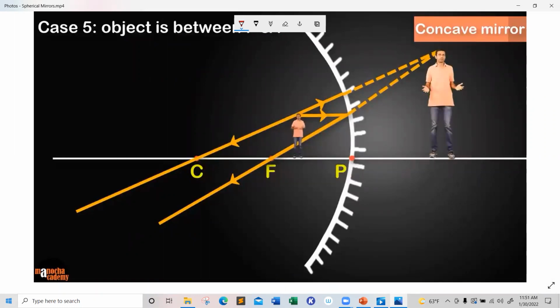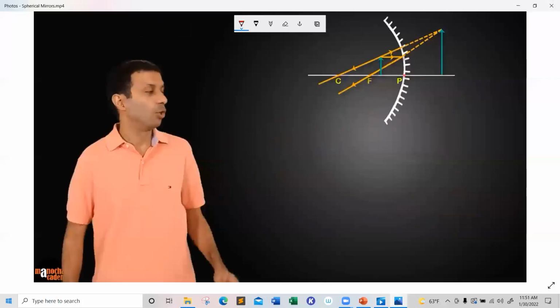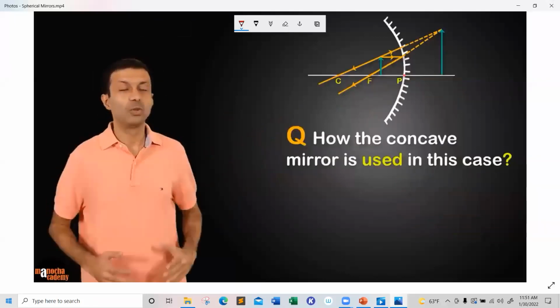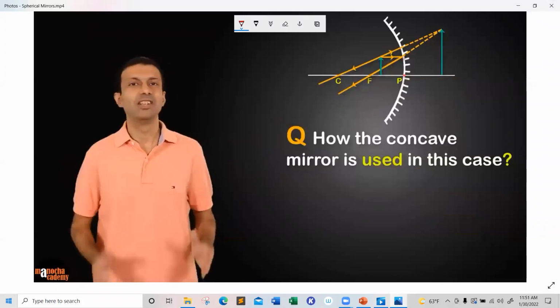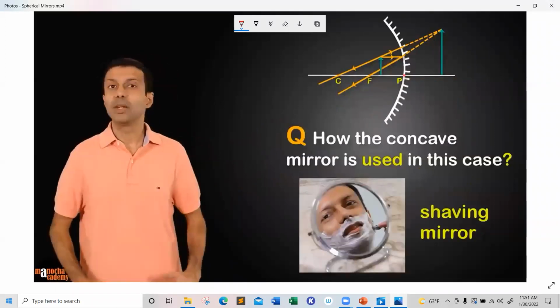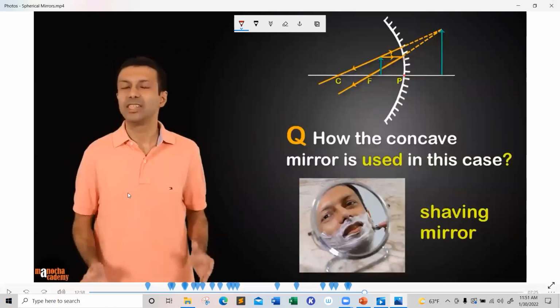So what are the properties of the image? The image is virtual and erect. It's magnified, and as you can see, it's formed behind the mirror. Do you know how the concave mirror is used in this case? That's right, it's used as a shaving mirror. Since you appear magnified, it's much easier.